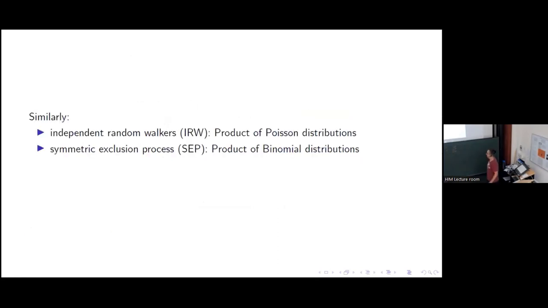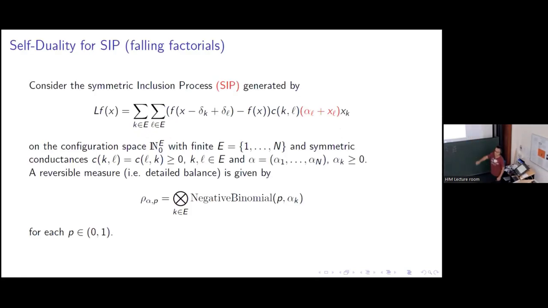And these two examples are very similar to the SIP. It's also well known that for the independent random walkers, a product of Poisson distributions is reversible. Poisson here means Poisson with respect to these alpha_l's. And the same holds for the symmetric exclusion process. Here we also have the product structure, in that case a product of binomial distributions, where these alpha_l's, which describe the capacity of each point, are the parameters of the binomial distribution. And so far, for whatever graphs, these conductances were positive a priori for any two points. We have these conductances c_kl, and it doesn't matter when considering reversible measures. Yes?